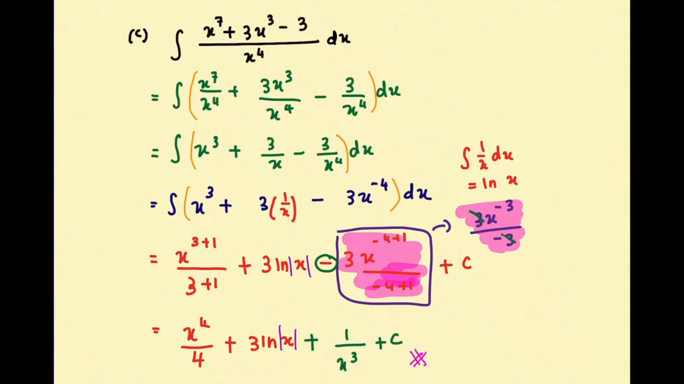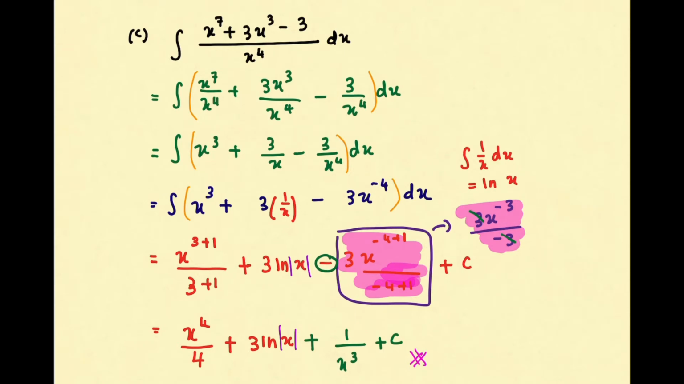So now let's proceed to integrate. This is just x to the power of 3 plus 1 over 3 plus 1. And this one, plus 3 is a constant, so just write it back. Integrate 1 over x is ln x. Don't forget to write the modulus sign, minus. And then for this one, just write back 3. So let's focus here, x to the power of -4 plus 1 over -4 plus 1. And finally, don't forget plus c.